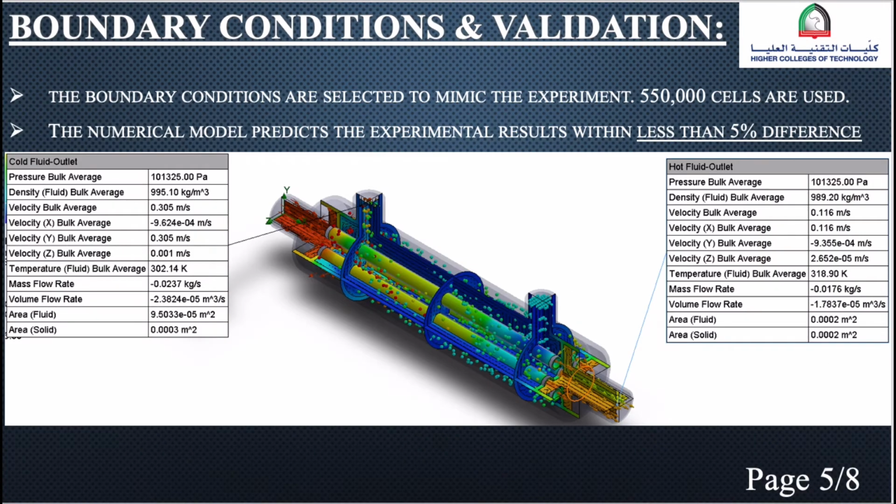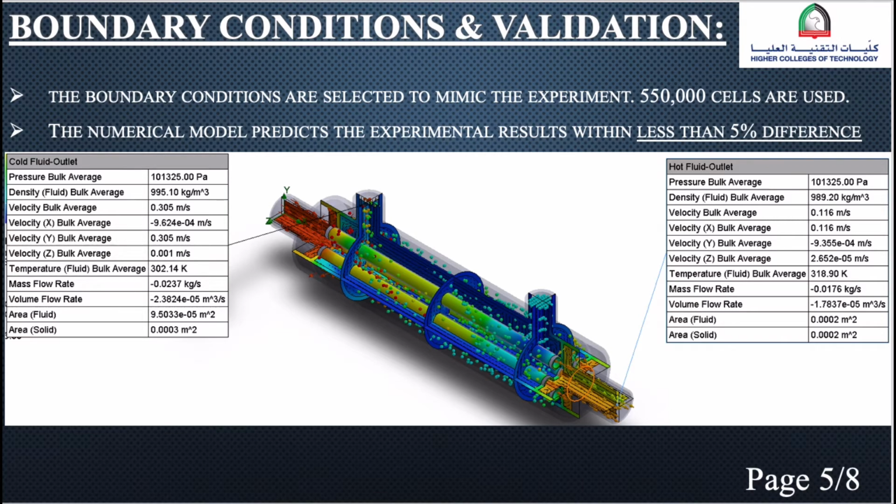This slide shows the boundary conditions at the inlet of the hot and cold fluids that are used in our project. The boundary conditions are selected to mimic the real experiment. The shell of the heat exchanger is treated as an adiabatic boundary, that is, no heat transfer is crossing the wall of the shell. The working fluid is water. The material of the tube is SST grade 304.